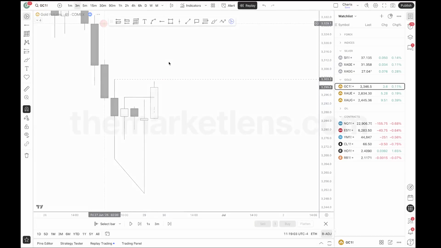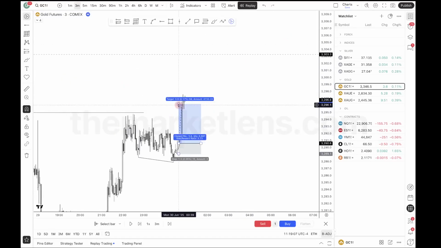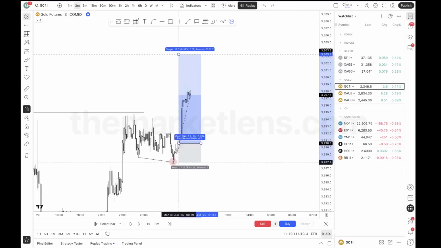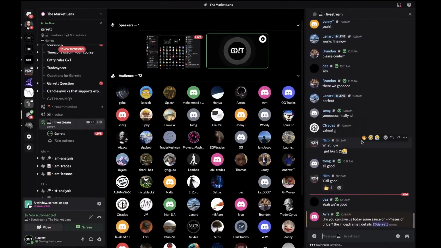And this was my target here, which is that 4-hour high. And yeah, that's what I took profit at. Around, it looks something like this. I think I put my stop loss down here. I don't really remember, but it was something like that. Does that make sense to everyone so far?